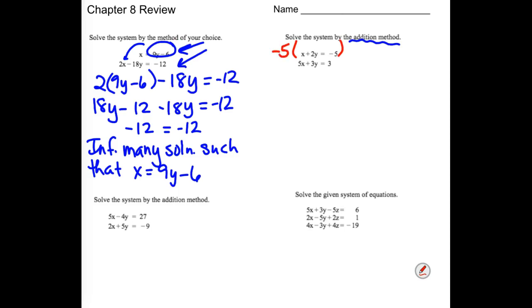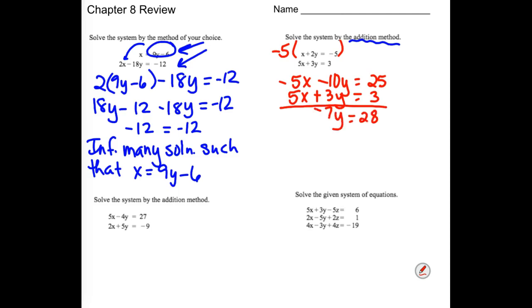All right, multiplying up here, we've got negative 5x minus 10y equals 25. Combining it with the second one, our x's will drop out when we add those together. We end up with negative 7y equaling 28. Dividing, we have y being negative 4. Then what do we have to do?